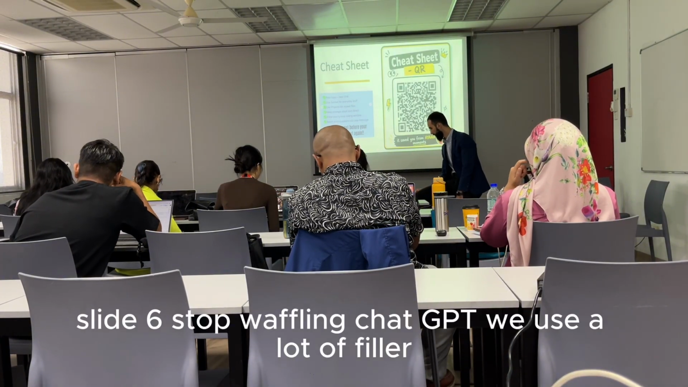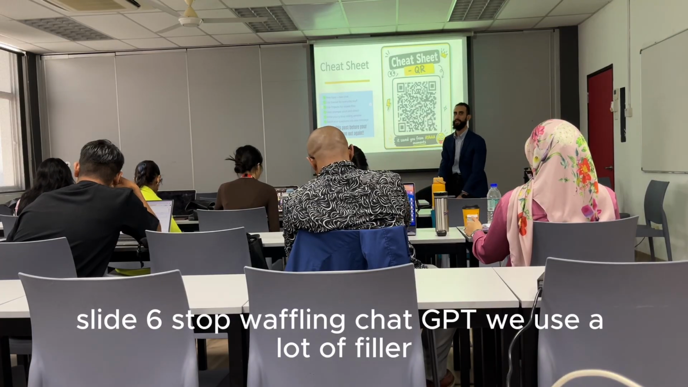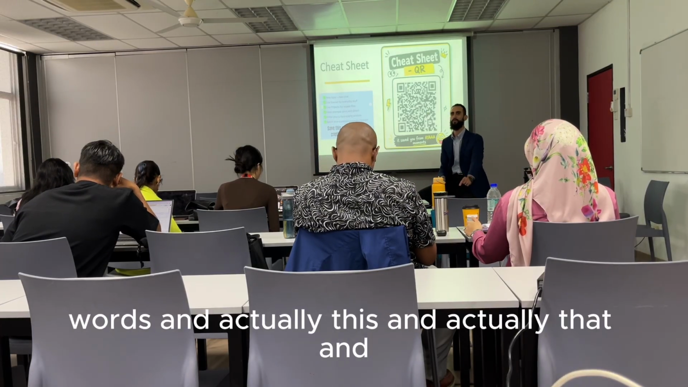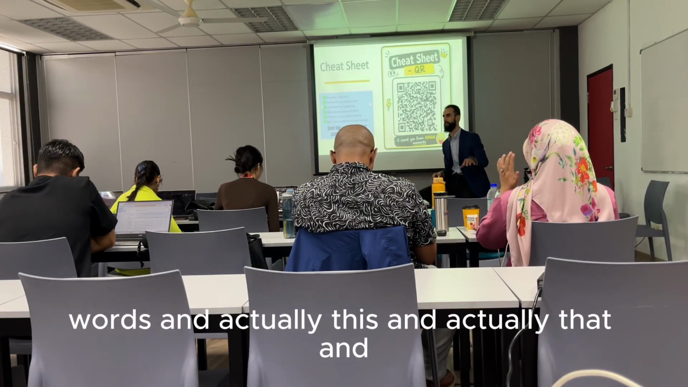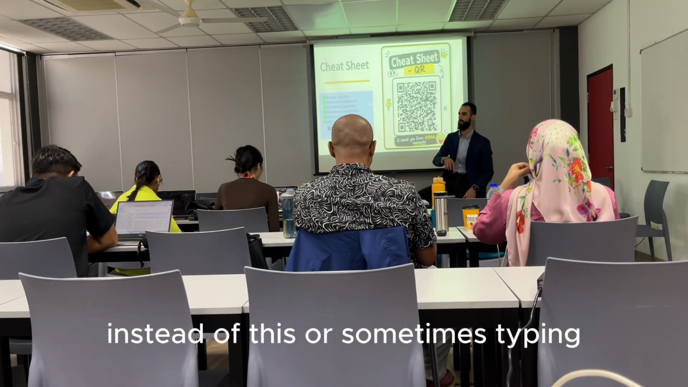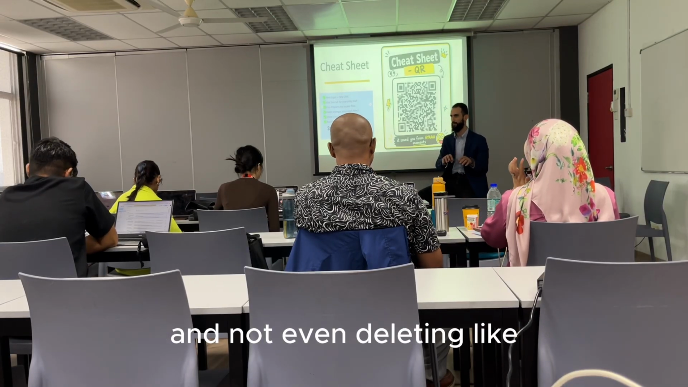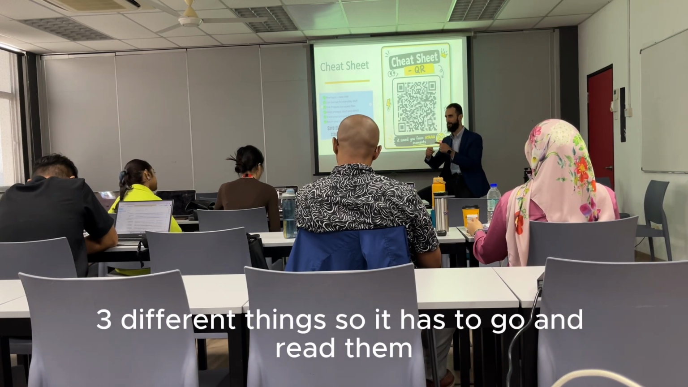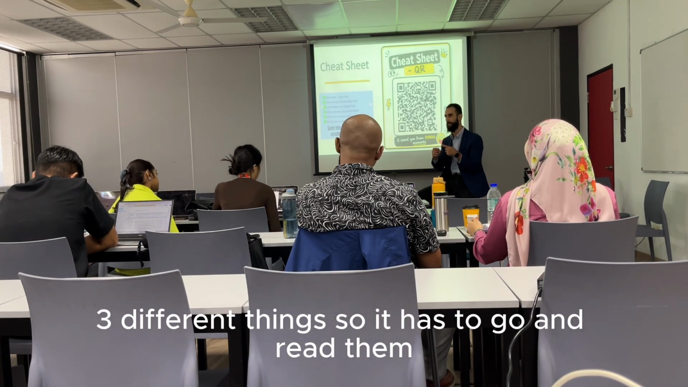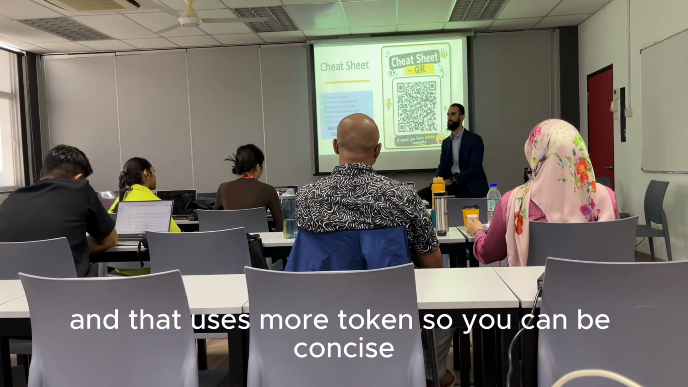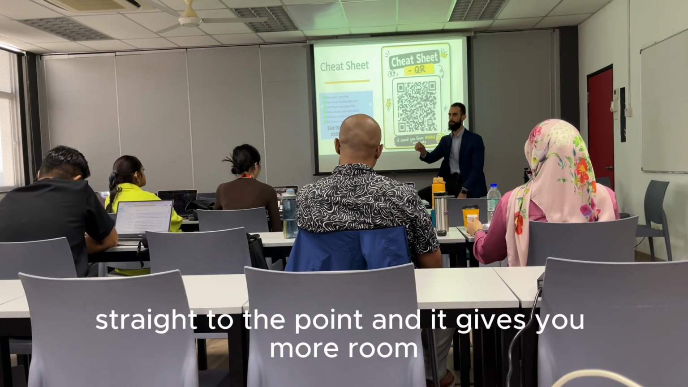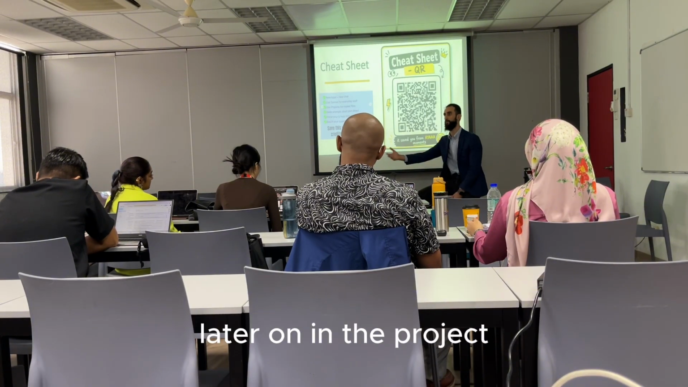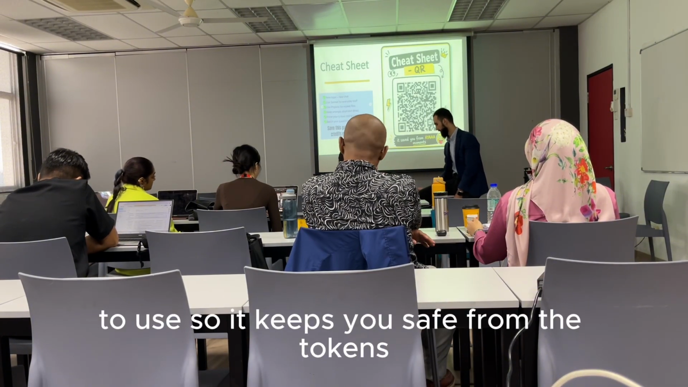Slide 6, stop waffling. With ChatGPT, we use a lot of filler words, like actually this and actually that. Or sometimes typing and not even deleting, like, actually instead of that, do this. And there's 2-3 different things, so it has to go and read them. And that uses more tokens. So you can be concise, straight to the point, and it gives you more room later on in the project to use. So it saves some more tokens.